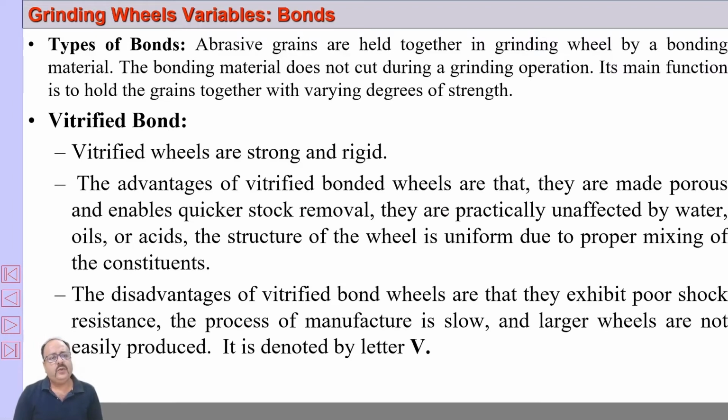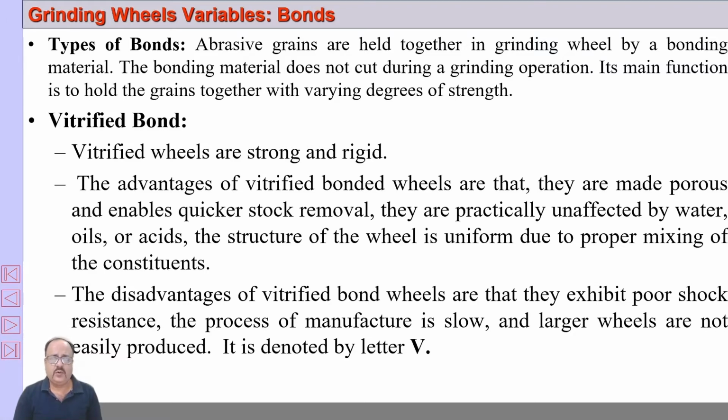Okay. So bonds. The next parameter is bonds. Bonds are those materials which hold together the abrasive grains and give them a shape. Bonds can be of different degrees of strength. You have a soft strength bonding, you have a hard strength bonding.